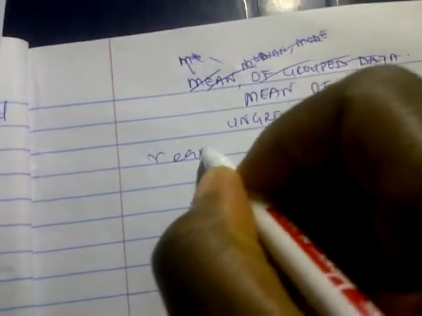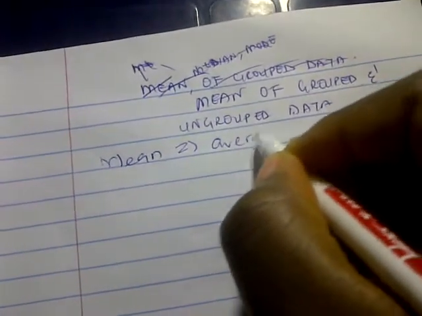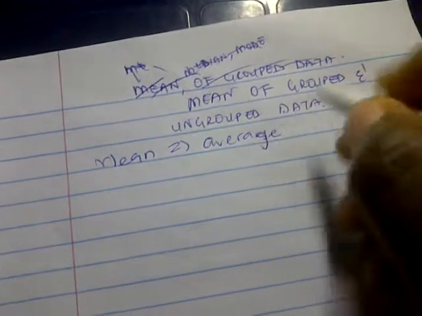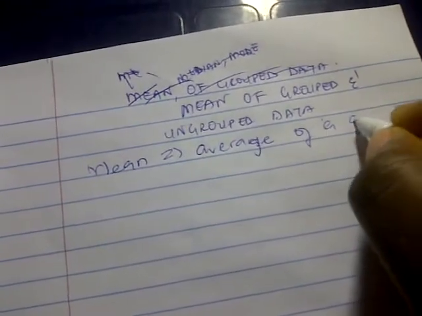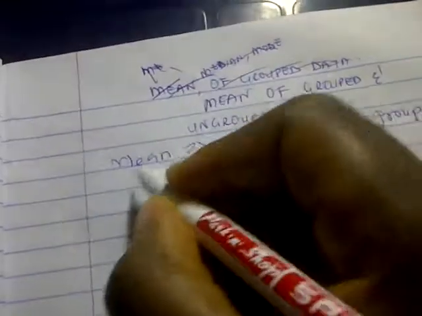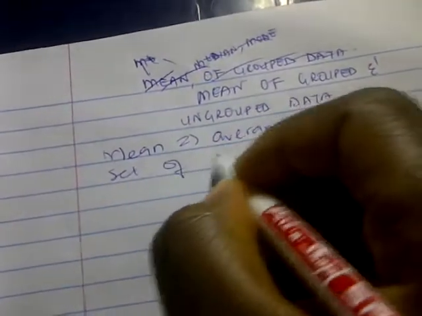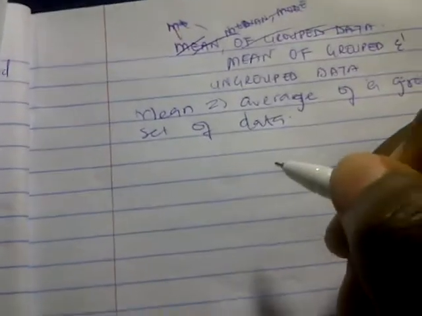Okay? Now, what is mean? Mean is the same thing as average. Okay? So, it's the average of a group or set of data. Okay? Now, how do you get that average?